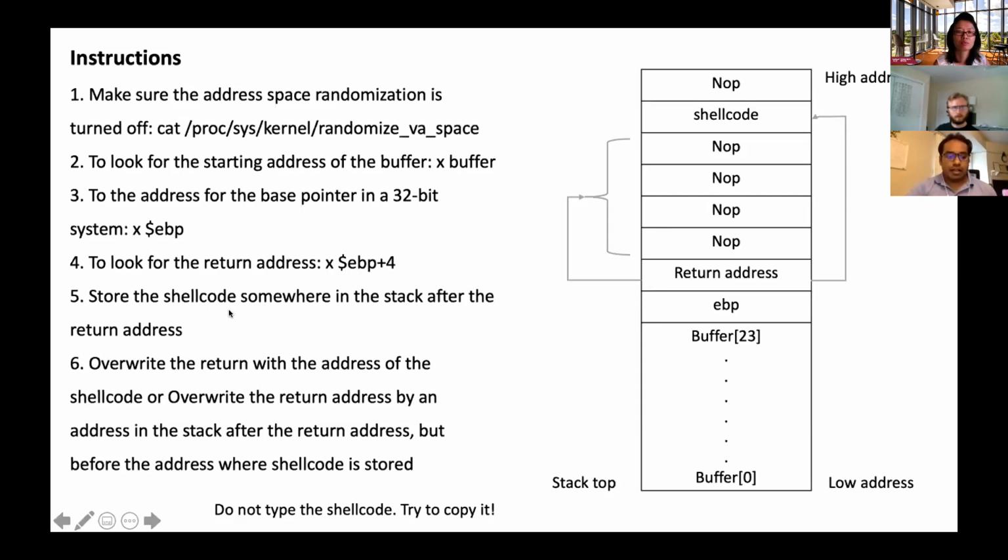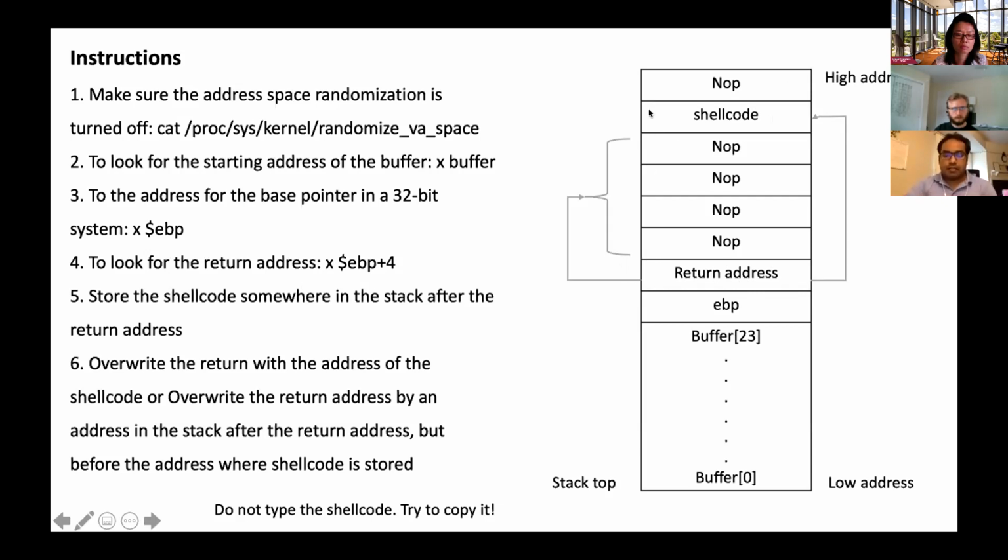Then you need to store the shellcode in the stack at some point. For example here, I stored the shellcode at some point in here. Then you need to override the content. This x $ebp plus 4 will give you the address of this slot in the stack. So you know the address. Now you need to override the content of this address by pointing to this shellcode.